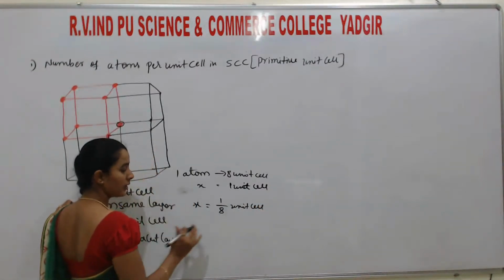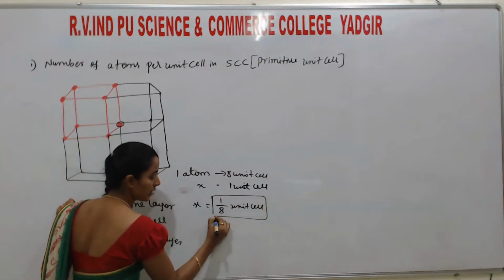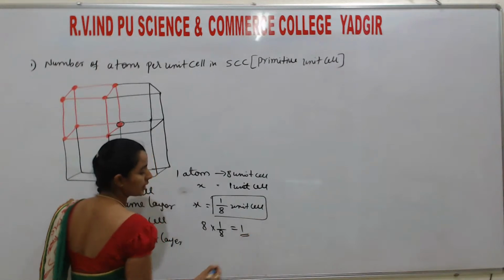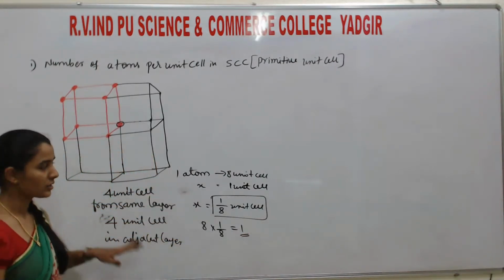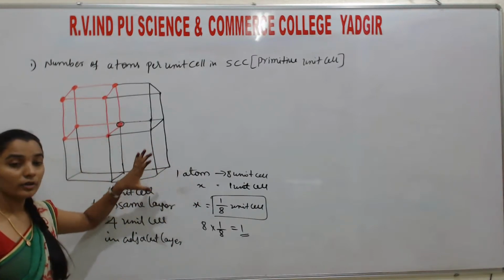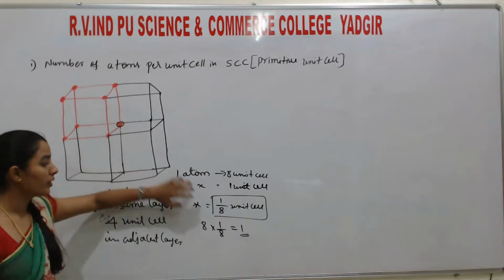So we have to calculate the number of atoms per unit cell. This is 1 unit cell. Total number of atoms is 8 times 1 by 8, that is 1. This thing is not to be written in the examination. This diagram and everything I wrote for your convenience, so that you understand how we take 1 by 8 for one constituent particle.